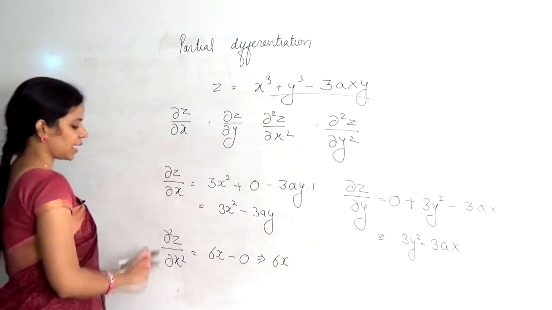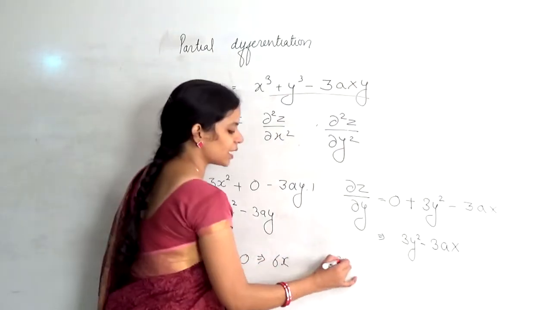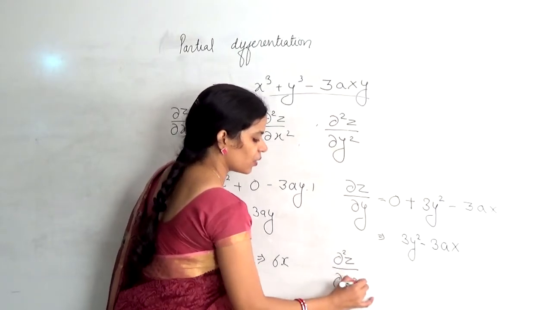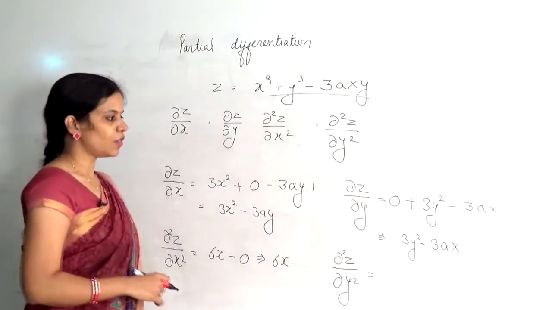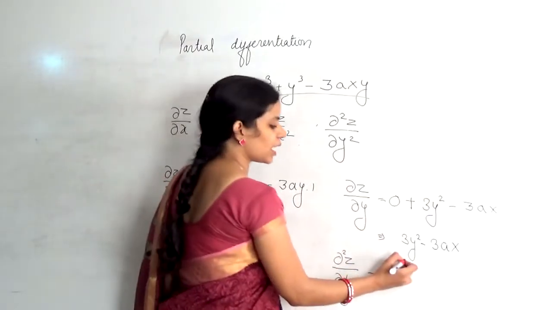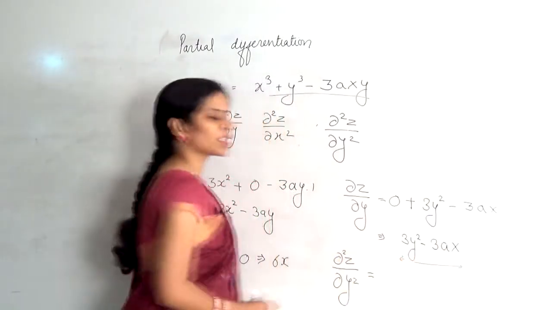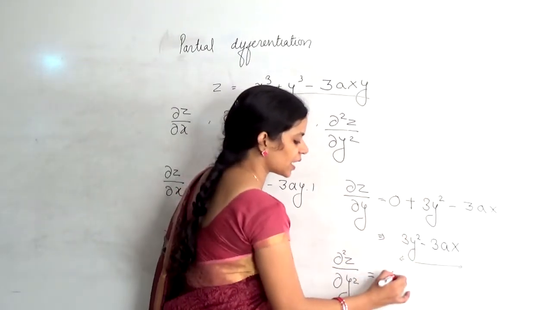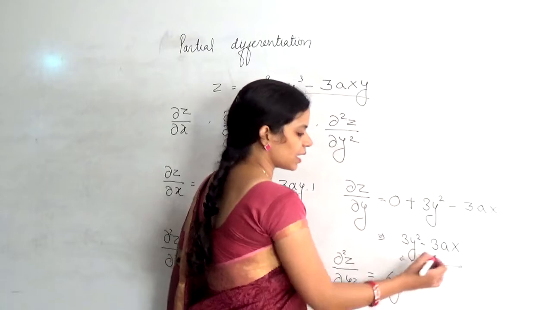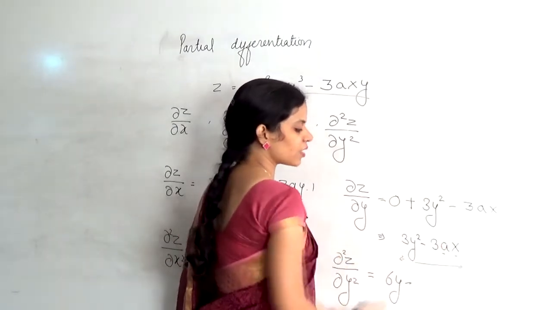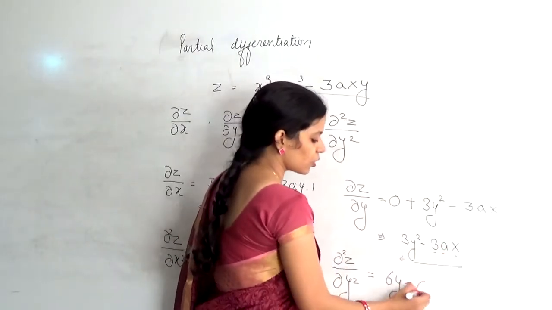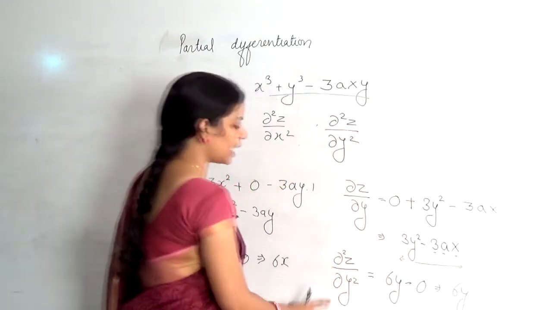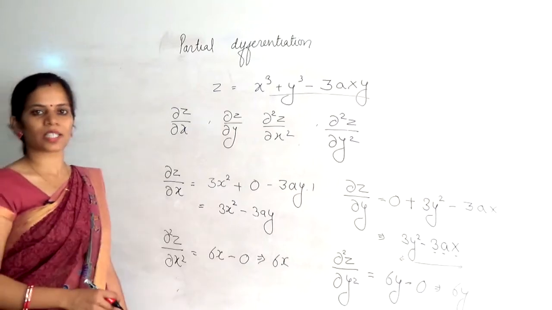Again we can find del square z upon del y square like this. Here we can again differentiate it with respect to y by keeping x constant. Then we get 6y minus, and here a is also constant, x is also constant, 3 is also constant, so we get 0. Then del square z upon del y square will be equal to 6y.